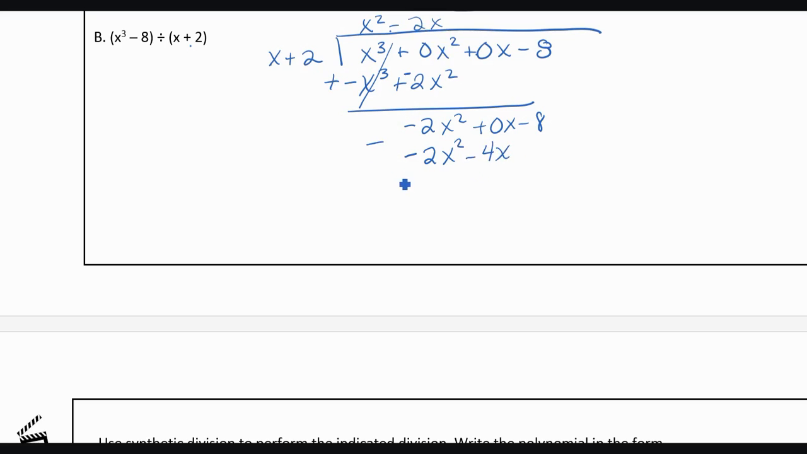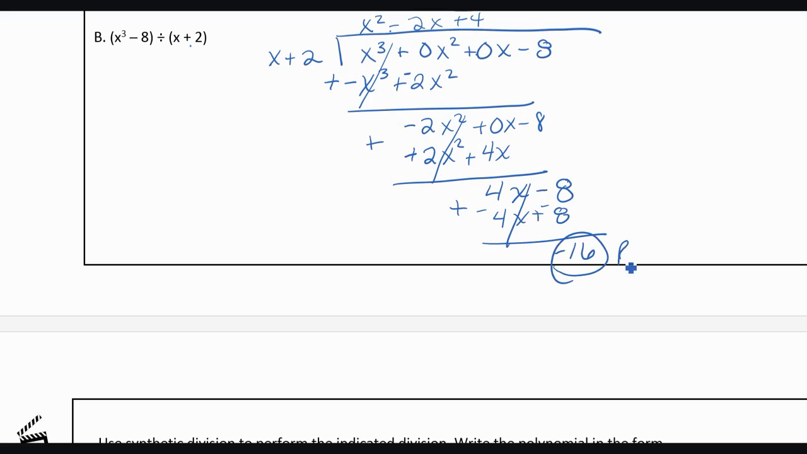So we're subtracting, but we draw the line, change the signs. So these cancel out. Here we have a 0x plus a positive 4x, so we get 4x minus 8. Okay, so now we do, okay, what is 4x divided by x? Well, that would just be a positive 4. We distribute, so we get 4x plus 8. Draw the line, change the signs. So here we've got 4x minus 4x. We have negative 8 minus 8, so that'll give us a negative 16. And that will be our remainder.